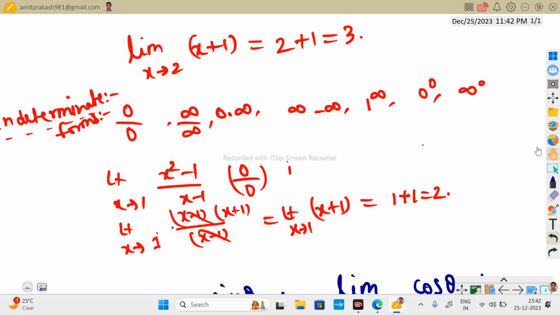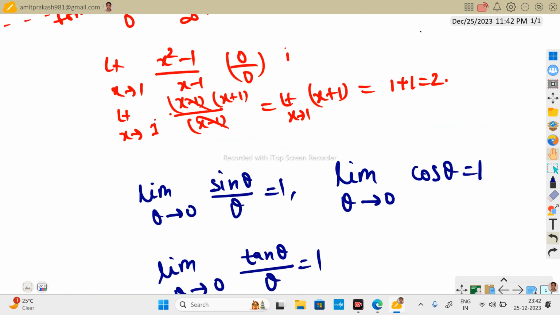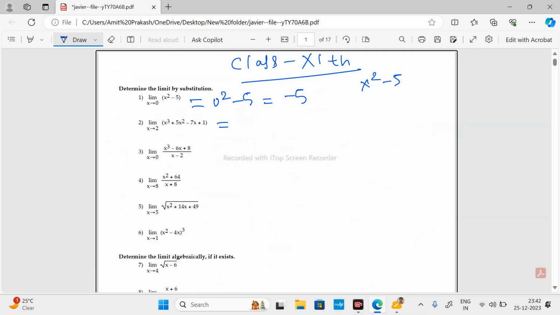So we are looking here that the given limit is not in any indeterminate form, so we put directly the value of x into the limit and we get the answer. This becomes, for x equals 2, 2 raised to power 3 plus 5 into 2 squared minus 7 into 2 plus 1, and this becomes 8 plus 20 minus 14 plus 1, which is 15, and this is the answer.